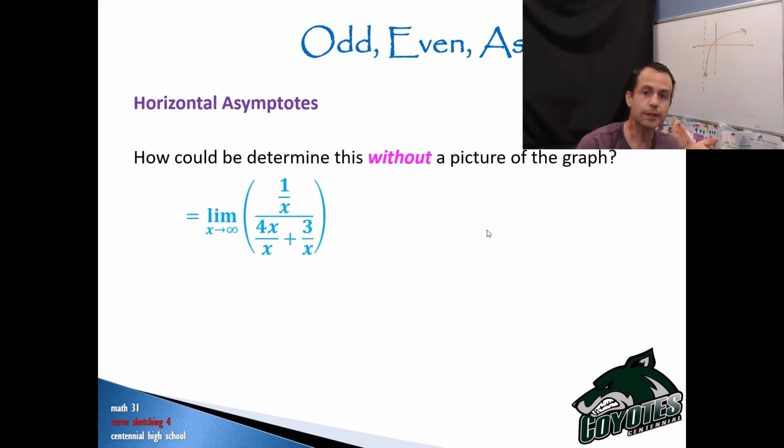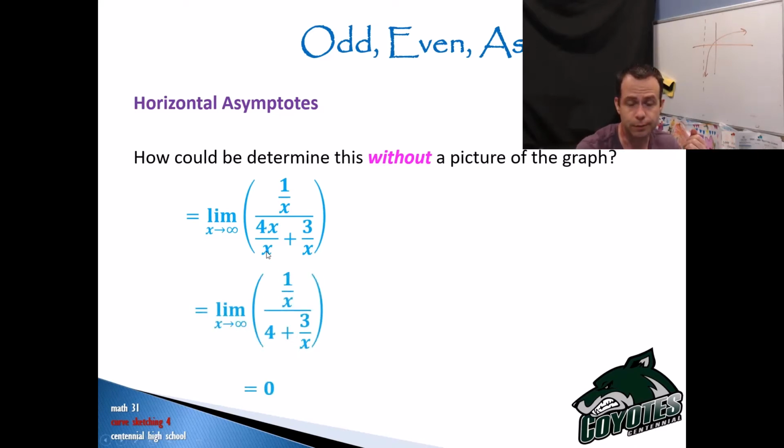Okay, so I had 4x plus 3, so the largest power I saw in the denominator was just x to the 1. So I divide all my terms by x to the 1, and then that's going to give me, I just simplified this, so the 4x over x gives me the 4. This ends up becoming 0, and this ends up becoming 0. And so 0 divided by anything is 0. So algebraically, that's how we figured out horizontal asymptotes. So you already know this part, right? This is nothing new to you.